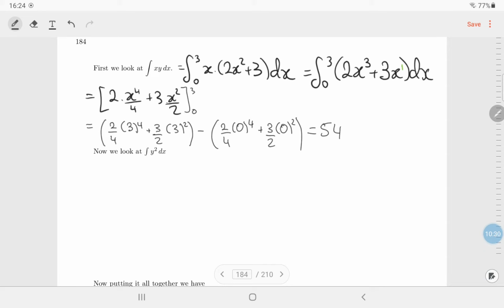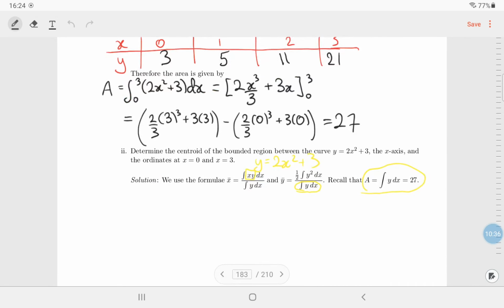Now we'll be using that number a little bit later on. So we're building up these two formulas with a bit of yellow around them. We've got that the integral of xy is 54. We've got the integral of y is 27. It is a bit of a fluke that they have such a nice relationship between them that the x bar is just going to be 2.